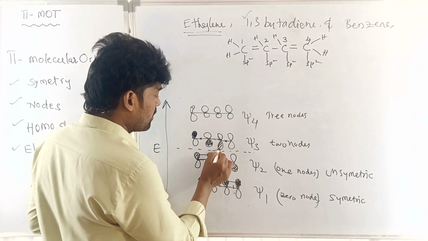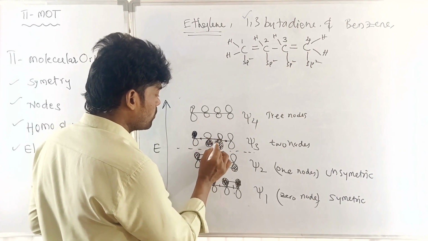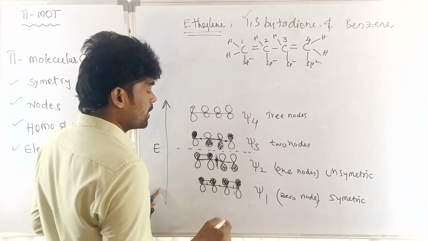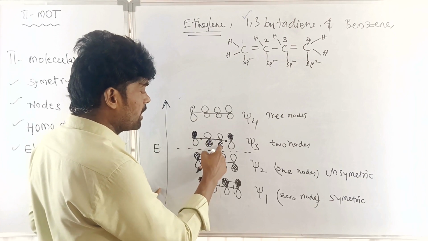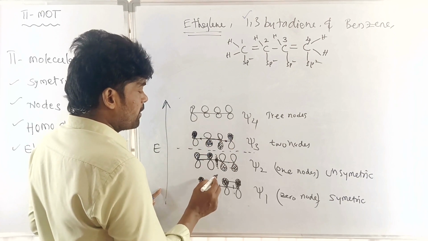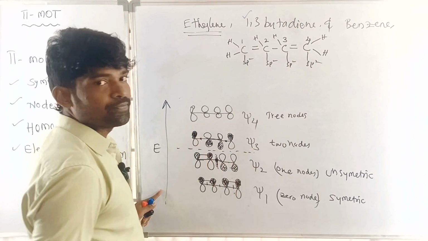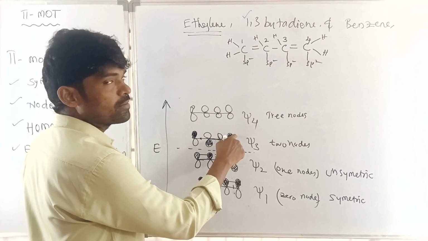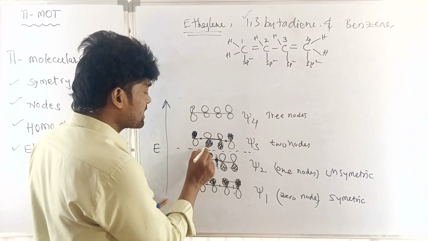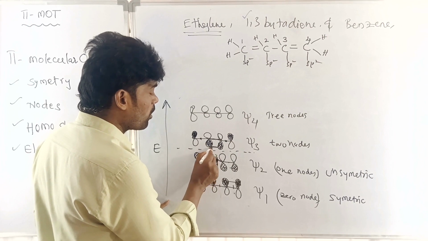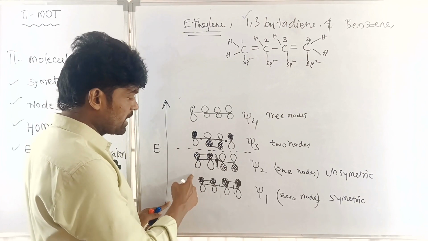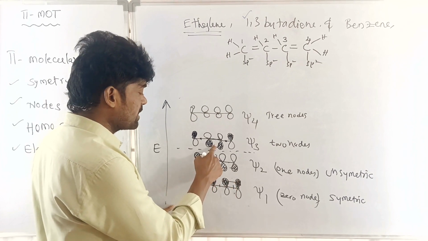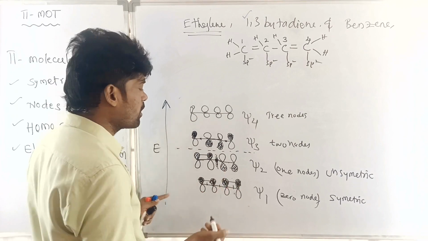If it is shaded here, because there should be no node here, and here this can be shaded. So in between there is a node, in between 2 of them there is a node. So psi 3 will be like this: shaded, shaded, shaded, shaded. In this case there is a possibility to give only one pi bond. But in these two cases, you can make two pi bonds. So these are bonding. But in this case, only one pi bond. So that is anti-bonding.